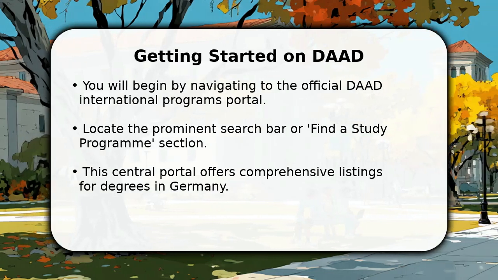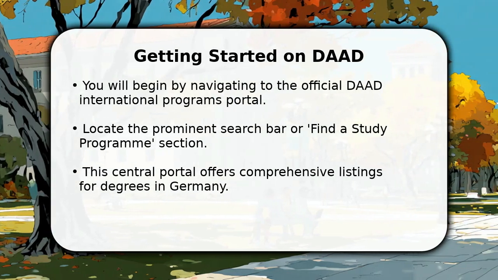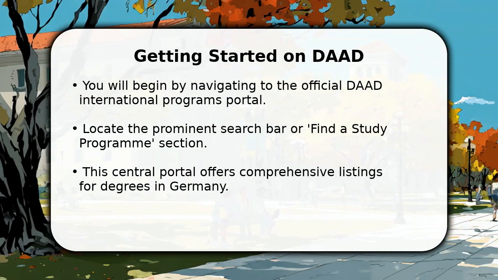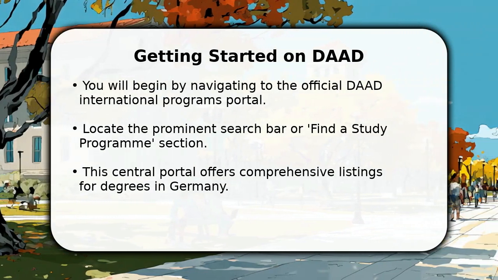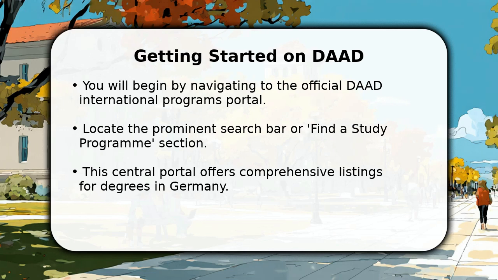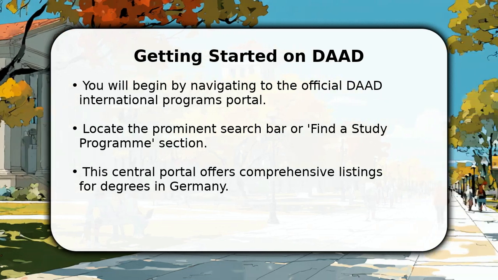Enjoy the video. In this video, I will explain how to find a university on DAAD. First, simply open your web browser and go to the official DAAD International Programs portal. You can easily find it with a quick search.